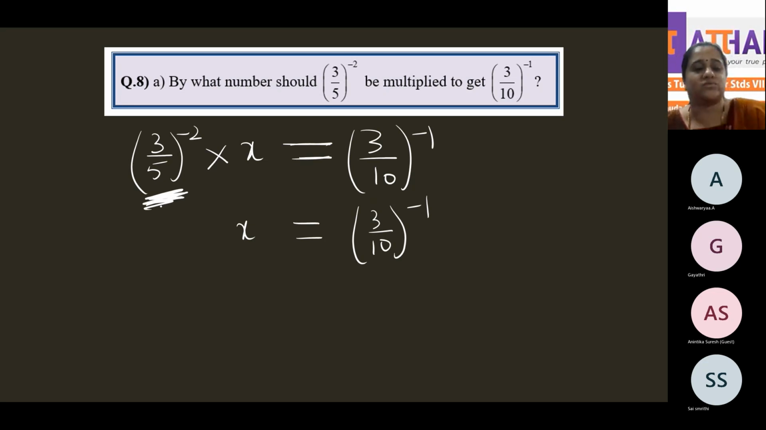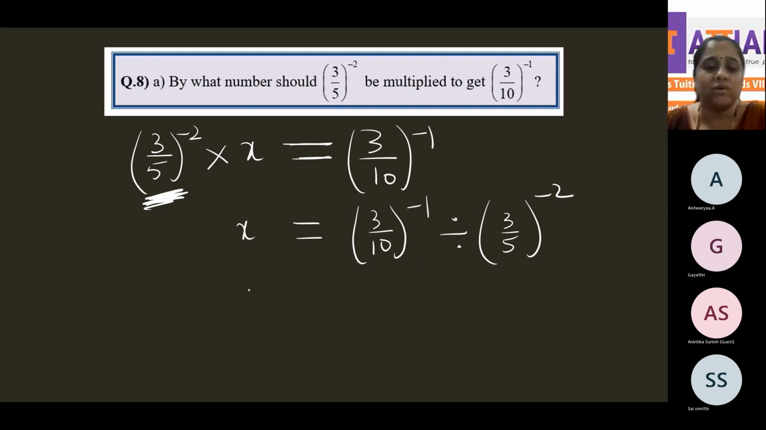This one is to be transposed. So it will come to the other side for division, right? So it will be divided by 3 by 5 the whole power minus 2. Is this correct? What is in multiplication will come for division on the other side. So it will be divided by 3 by 5 the whole power minus 2. Now x is equal to, now what is 3 by 10 the whole power minus 1? It is reciprocal of the base, negative of the power.